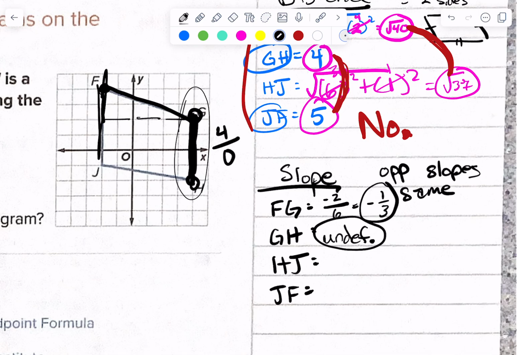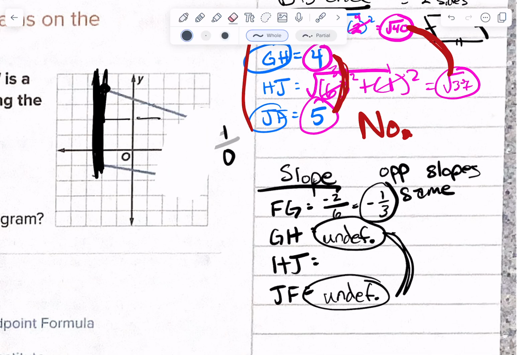What's the slope of the left side one going to be? Also undefined. Okay, so those match. That's exciting. These opposite ones match. Okay, if this is going to be a parallelogram, though, what does the third one have to have a slope of? Negative 1/3, and I bet you it doesn't.